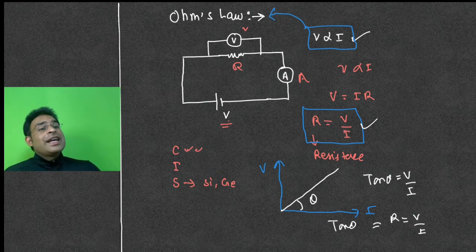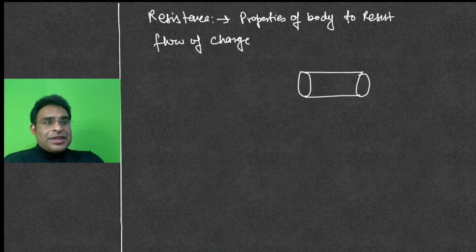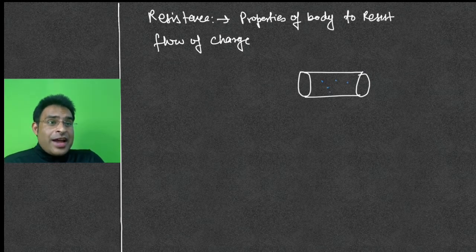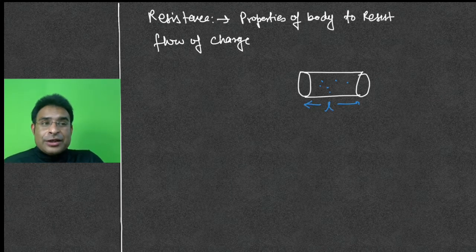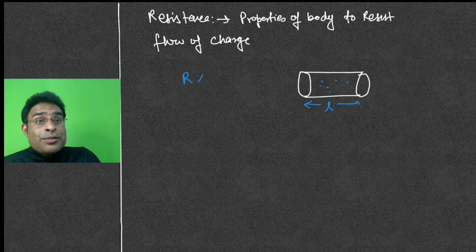What is Ohm's law? V is directly proportional to I. So if I make V 3 times, I will also be 3 times. V 4 times, I will also be 4 times. It means R does not depend on voltage and current, so it depends on something else. Let's say we have one wire of length L. If the length is more, it's difficult to conduct electricity. Electrons won't flow easily if the length is more, so it provides more resistance.